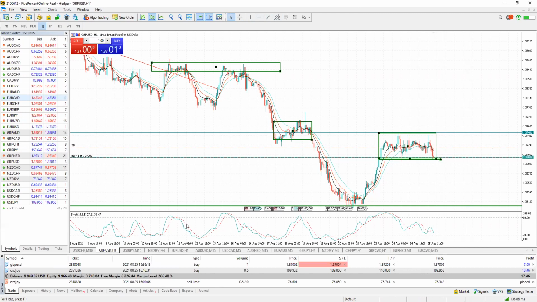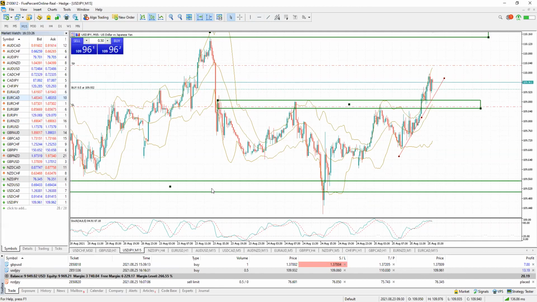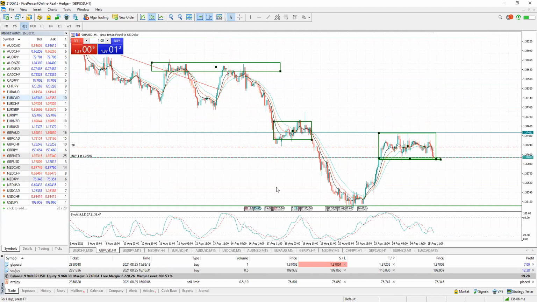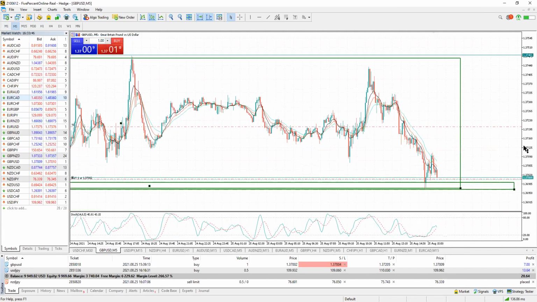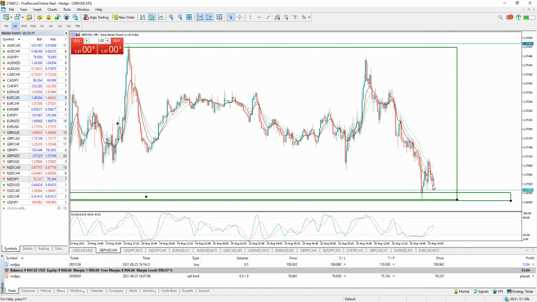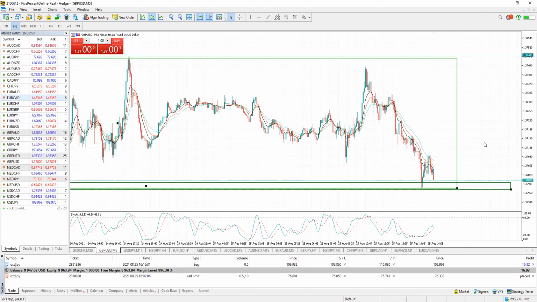And I think what else? GBPUSD already showed a sign of weakness. Be careful with buy orders. Don't worry about that. I already moved my stop loss to break even, so I'm totally fine with that. I'm already out at break even, so that's fine.